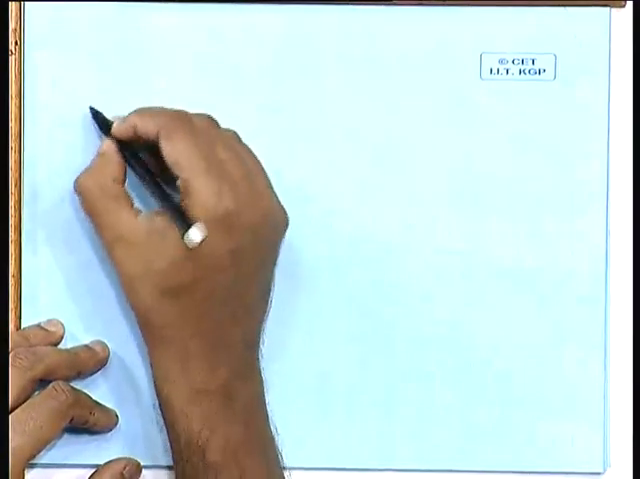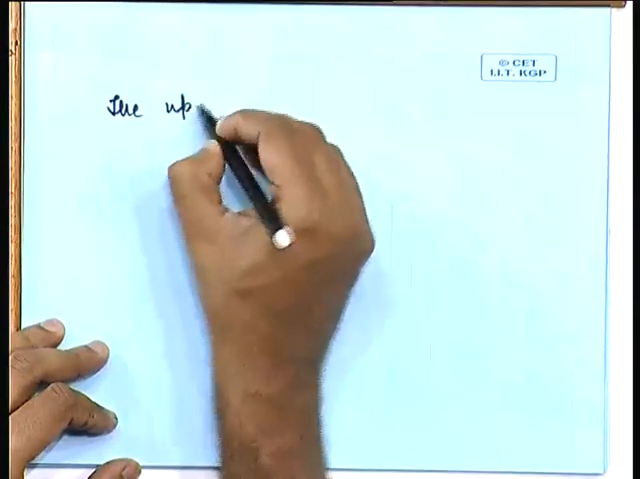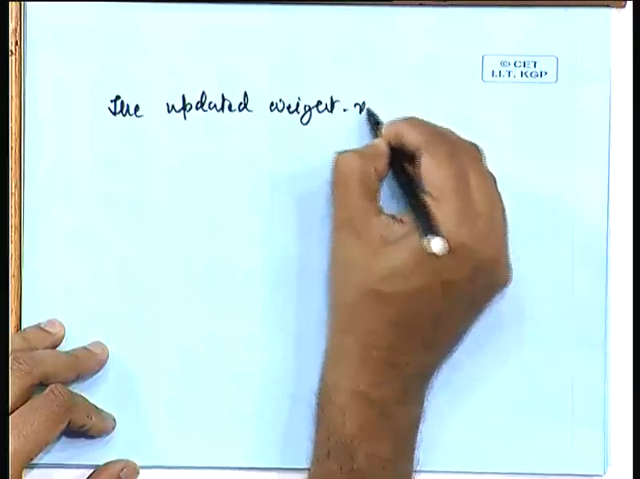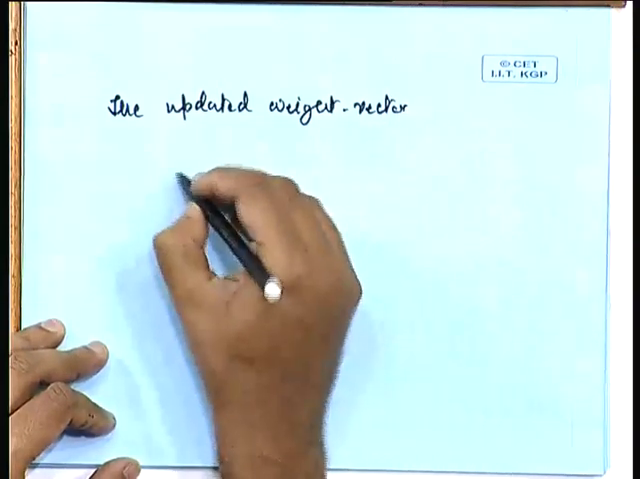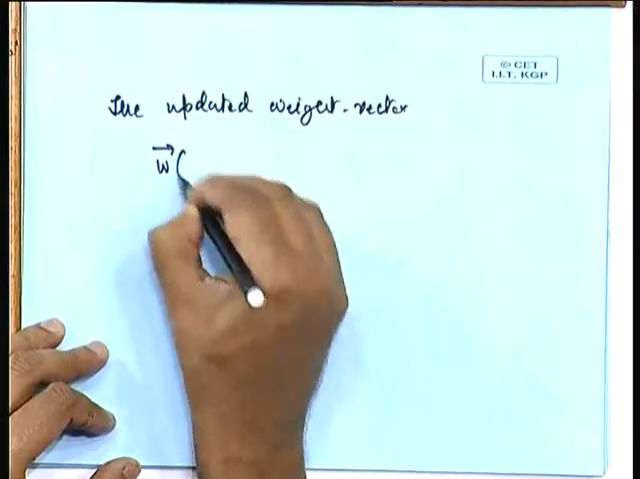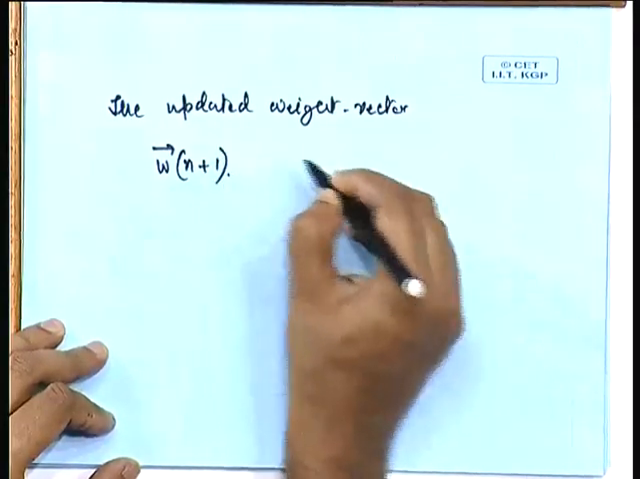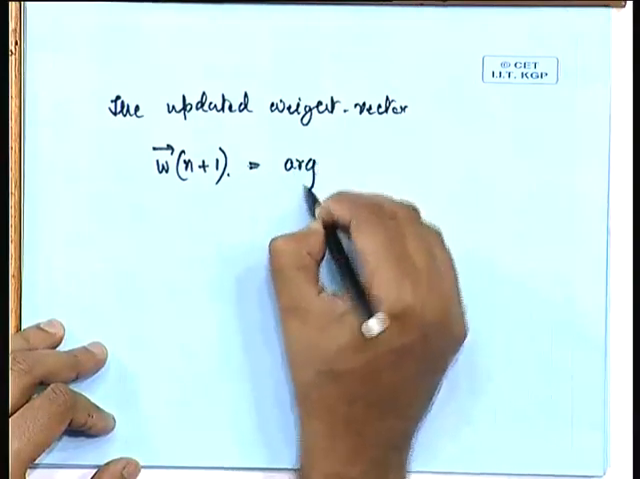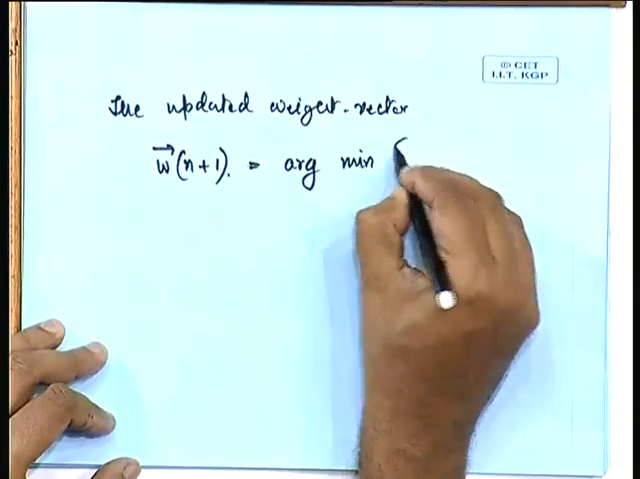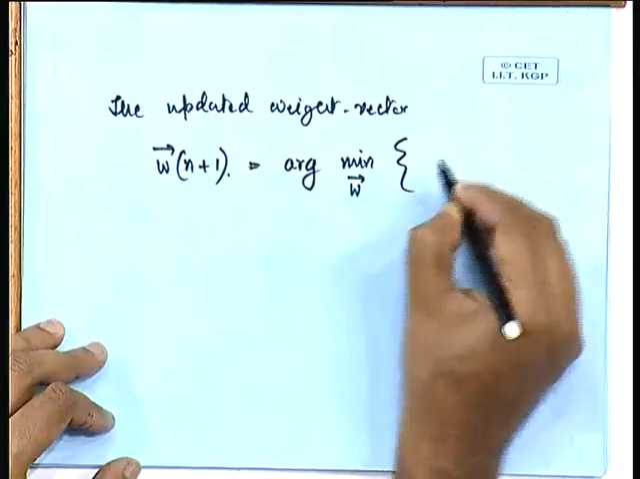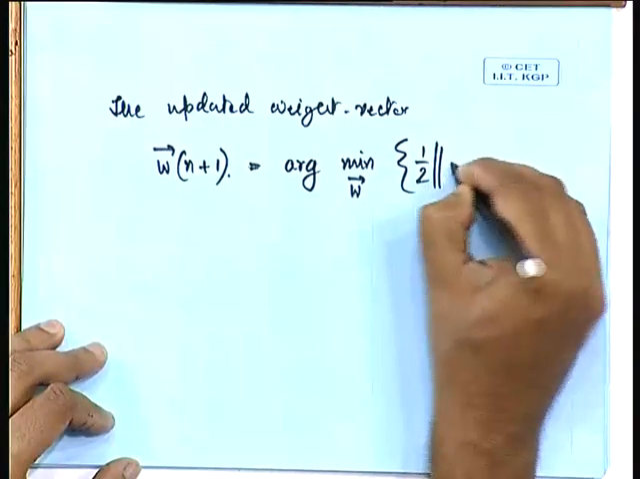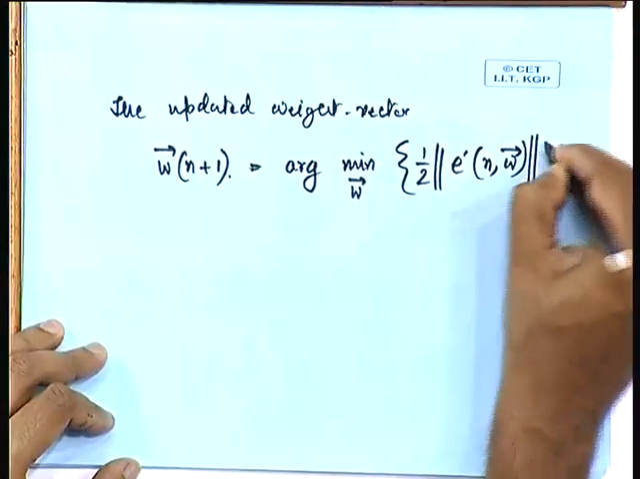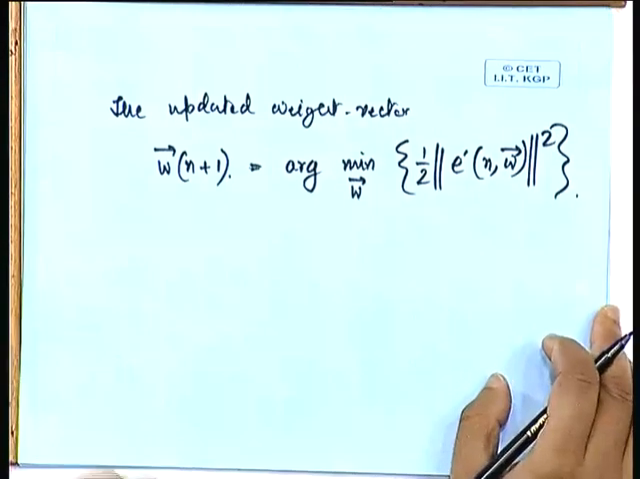Now, the updated weight vector that we are going to have, that is to say, let us say we already have Wn. So, now I am talking of Wn plus 1. Now, this Wn plus 1 will be what? That will be the argument of the minimum over W of half of the norm of E prime in W, squared. This is easily understood.